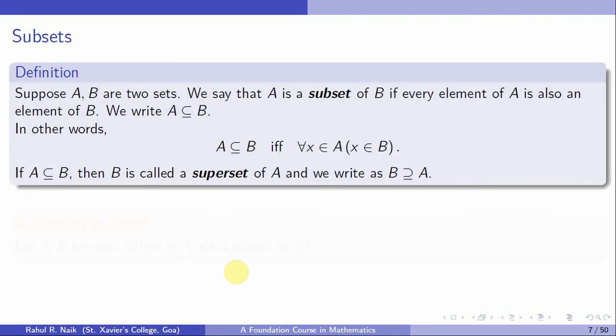Subsets. In mathematics, given a space, we can always find a subspace, and how it is defined, just look at this definition. Suppose A and B are two sets. We say that A is a subset of B if every element of A is also an element of B. Now you can visualize this. You have two sets A and B. A is a subset of B means A can be smaller than the set B, but it lies inside B. So A lies inside B. A is contained in B.